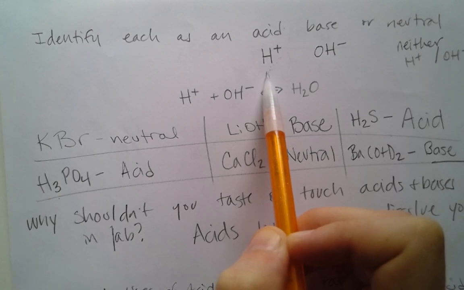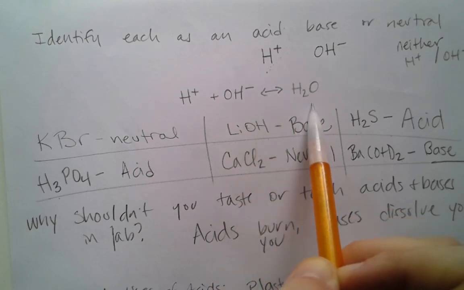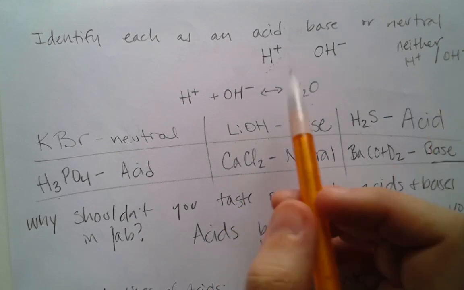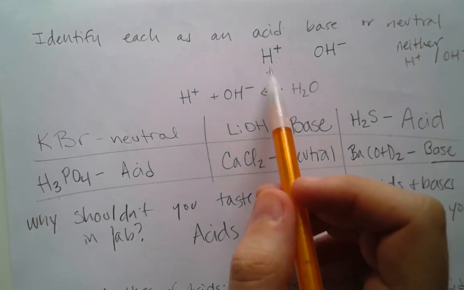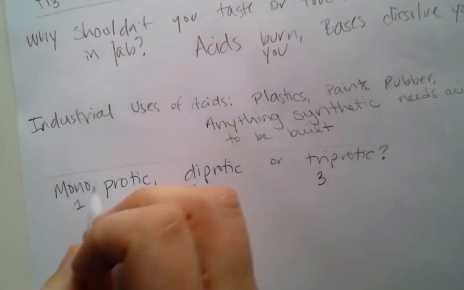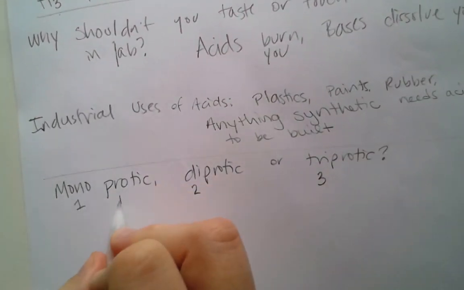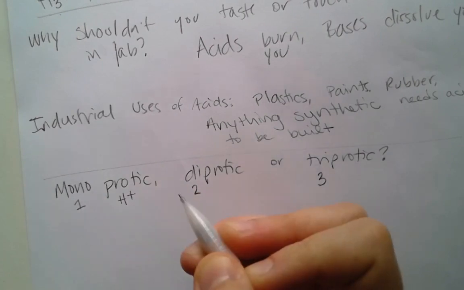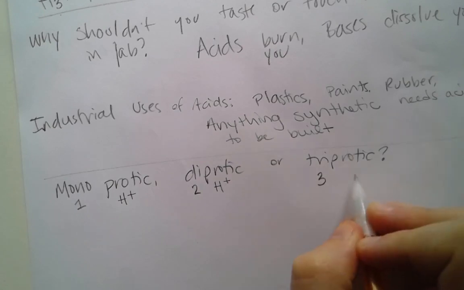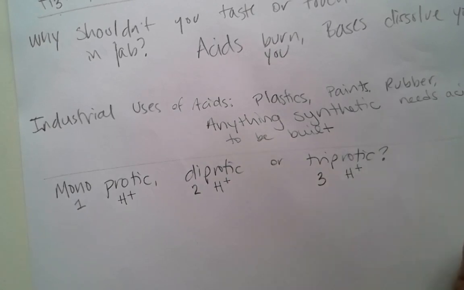Feel free to challenge me on this, because you're like, do protons really run around by themselves? They do not. In reality, they bond with an H2O and form H3O+. However, don't even worry about it. We're just going to look at that proton in the barely existent moment before it sticks itself to water. So a monoprotic thing has 1 H plus ion. A diprotic thing has 2 H plus ions. A triprotic thing has 3 H plus ions.